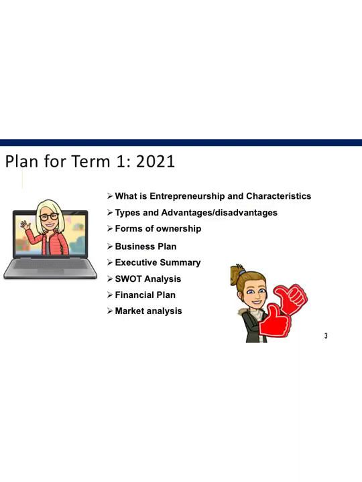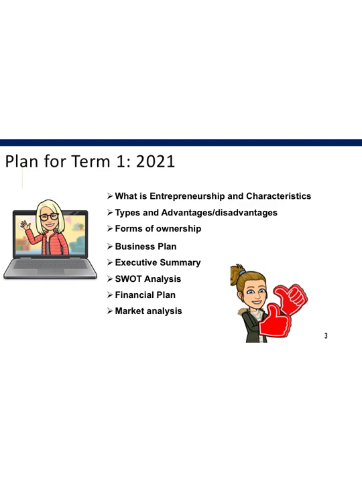So what's in store for term 1 in EMS? Let's have a look. We are going to look at entrepreneurship. That's what we're going to start with. The first bit is going to be, what is an entrepreneur and what are the different characteristics of an entrepreneur? Then we're going to look at different types of entrepreneurs as well as the advantages and disadvantages of being an entrepreneur. Then we're going to go into different forms of ownership. So look at different types of businesses and different ownerships of those businesses.